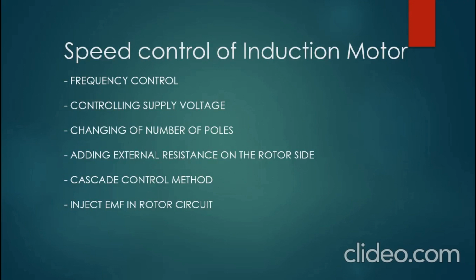Speed control of induction motor. There are 6 types of speed control of induction motor. Firstly, frequency control, controlling supply voltage, changing of number of poles, adding external resistance on the rotor side, cascade control method, and inject EMF in rotor circuit.